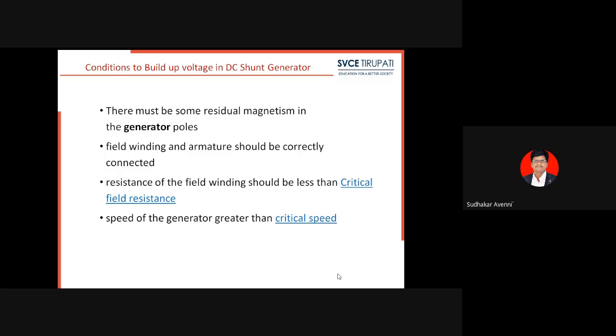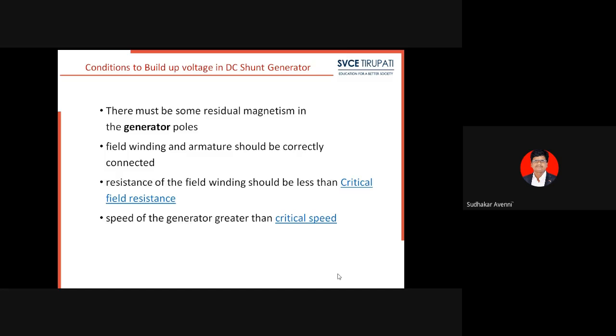So, if you want to build up voltage in a self-excited generator, four conditions are required. Condition one, there must be some residual magnetism in the generator poles. Second, the field winding and armature should be correctly connected. Third, the resistance of the field winding should be less than the critical field resistance. Fourth, the speed of the generator is greater than the critical speed. If these four conditions are satisfied, then there will be buildup of voltage in self-excited generators.